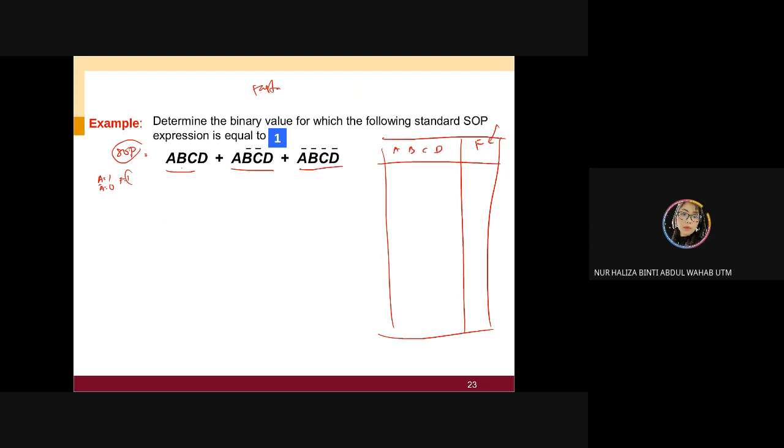What is this condition? If you still remember, A will be 1, B will be 1, C will be 1, D will be 1. Why? Because if there is a bar, you're going to put it as a 0. So for this binary condition, you will get 1. The rest will be 0, 0, 0, 0. So this is the fastest way.